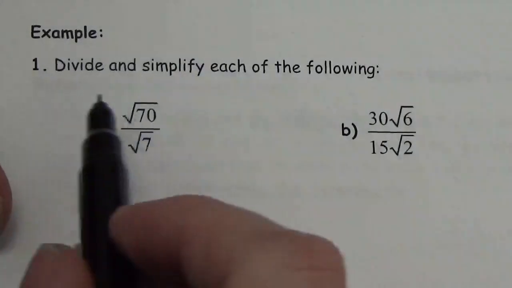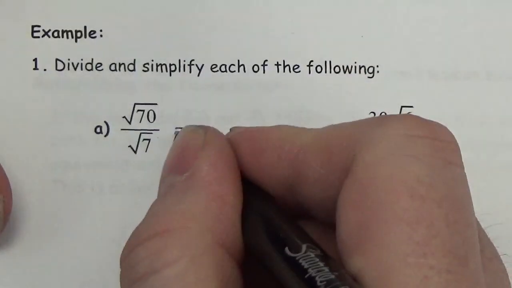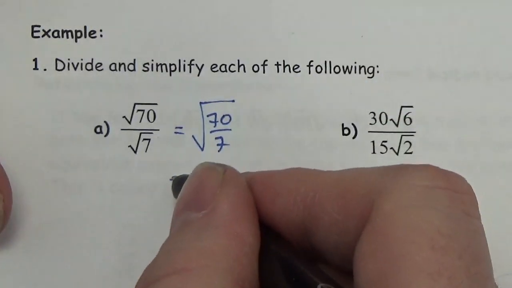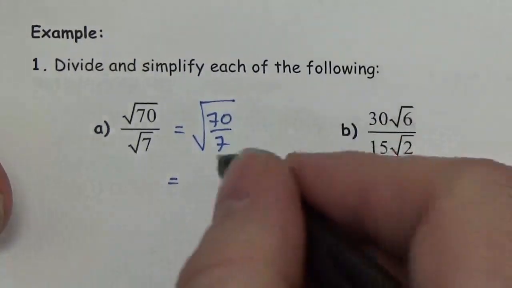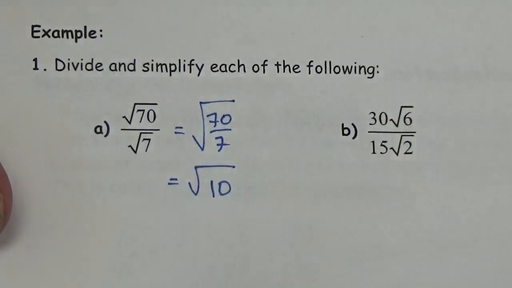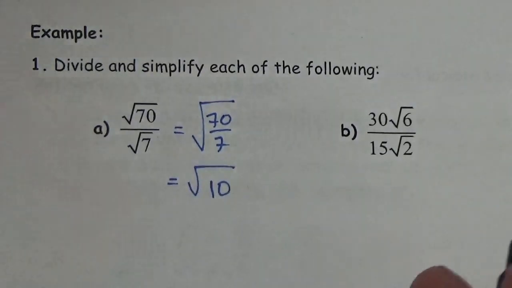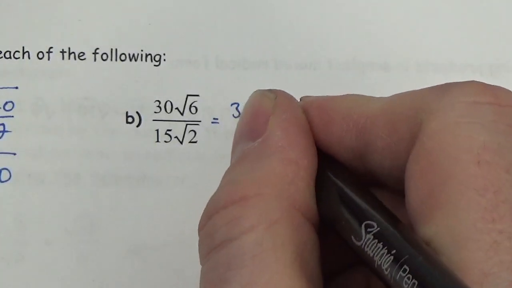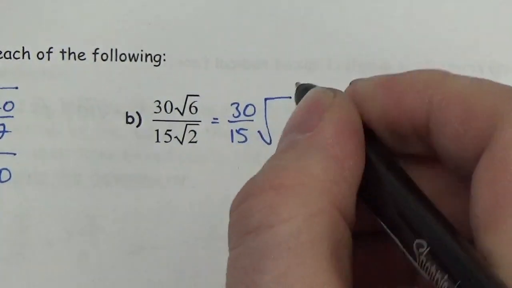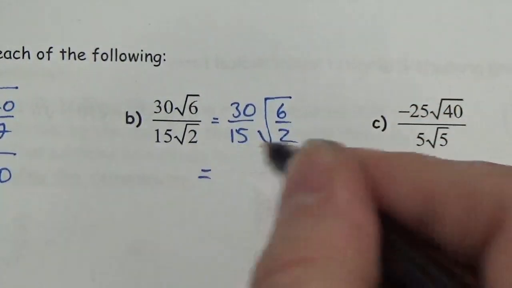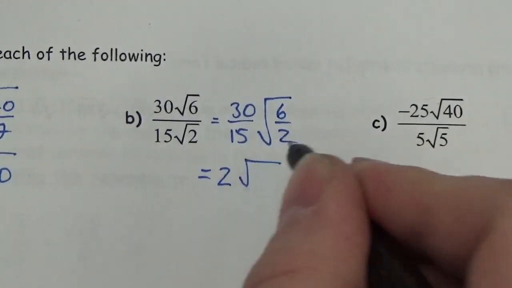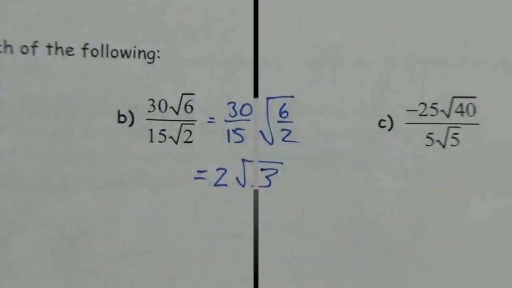Okay, so for the questions here, it says divide and simplify each of the following. So this is going to become the square root of 70 over 7. And then I just divide, 70 divided by 7 is 10, and so this reduces down to the square root of 10. And I can't do anything else with the square root of 10. I can't simplify it any further, so I'm done. Over here, this next one becomes 30 over 15 multiplied by the square root of 6 over 2. Then I do the coefficients, 30 divided by 15, that's easy, that's 2. And 6 divided by 2 is 3.